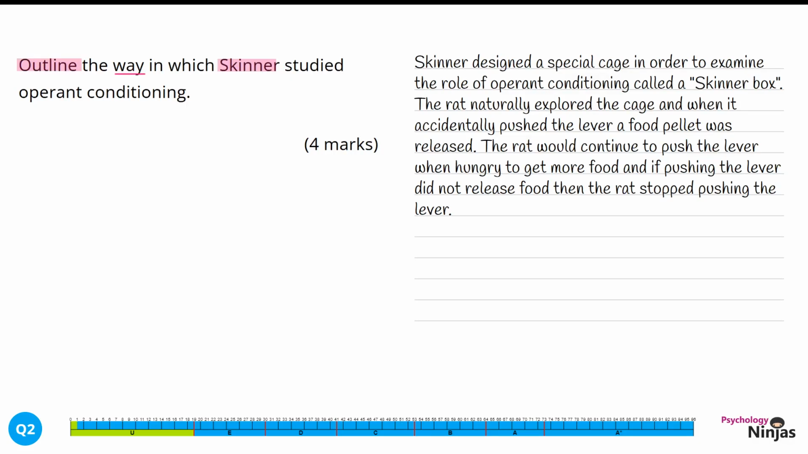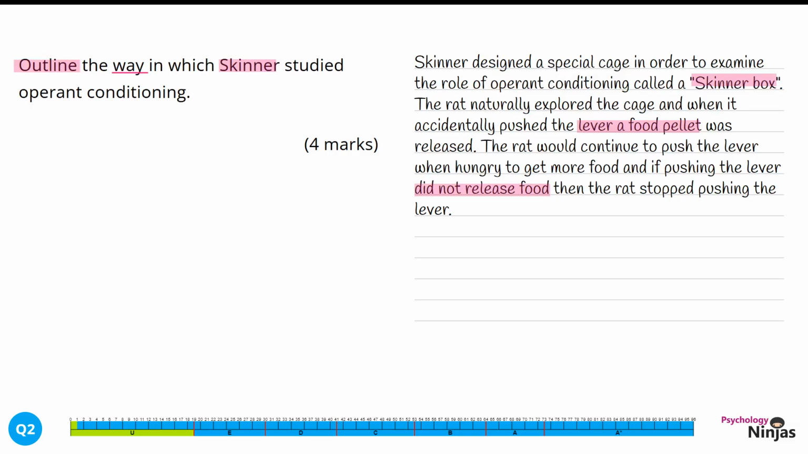We clearly have an understanding of the nature of Skinner's research. We've identified that the cage was called a Skinner box, and then we've started to outline this and give a bit more information, talking about what happened when the rat pushed the lever, that it released a food pellet, and also what would happen if there wasn't a food pellet being released from the lever. However, this question is worth 4 marks, and so we want 4 separate details in order to extend our response. Although we've identified the Skinner box, that isn't enough detail to give an outline.